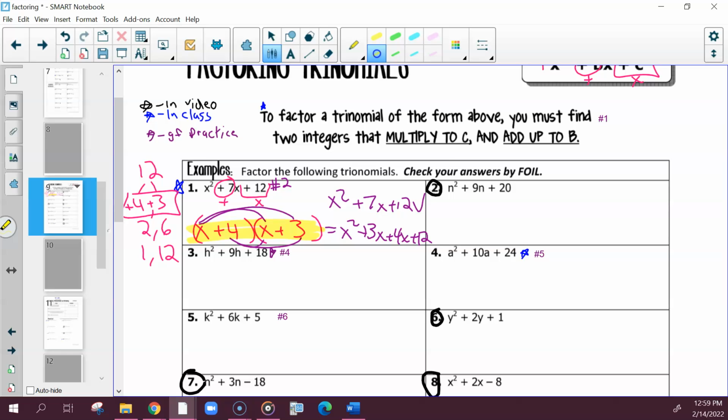I can do this in my head. A lot of these you can't. Some of them have bigger numbers. And when we get into the negatives, that might make it a little different.